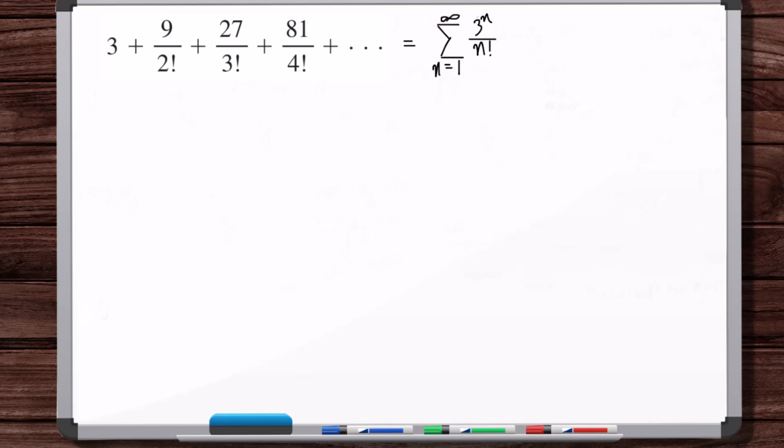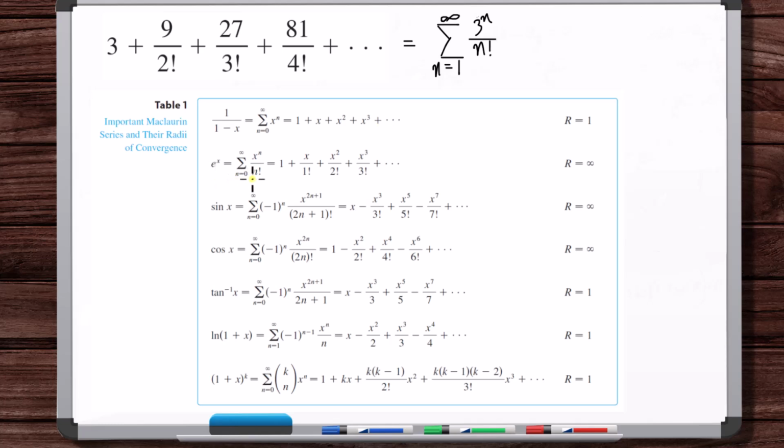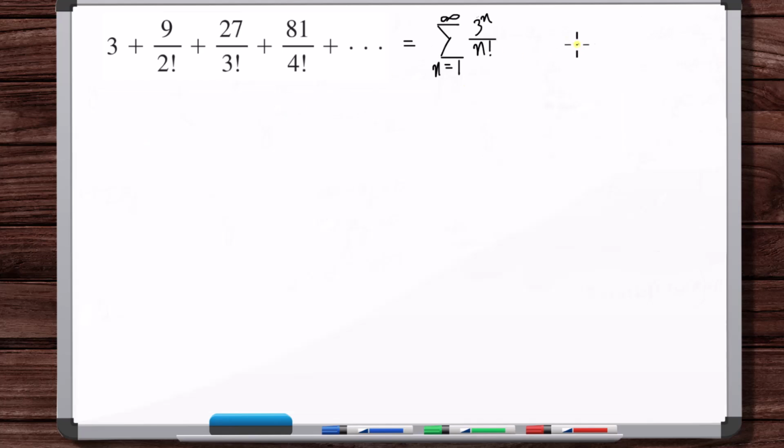Okay, so we can see that this is e to the x with x equal to 3. However, we're starting not at 0, but at 1. So the issue with that is we can't just say this is e cubed. Can't just say that. So what do we do? Well, what we're going to do is, e cubed is equal to this. Now let's write this out in an expanded form like this.